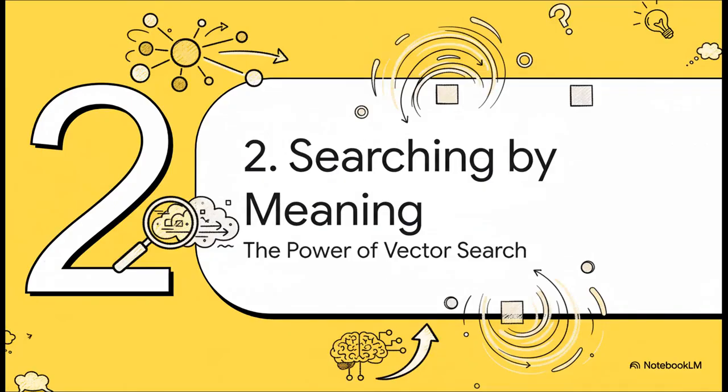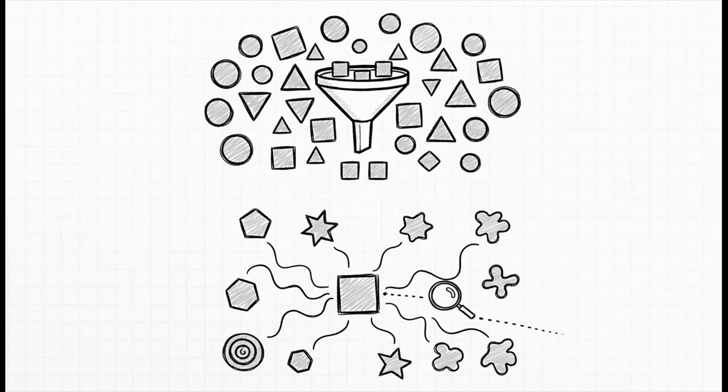Okay, so that's the problem. Let's get to the good stuff. The hero of our story, vector search. This is all about searching by what you mean, not just the words you type. And this is more than just a slightly better search bar. It's a completely different way of interacting with information.